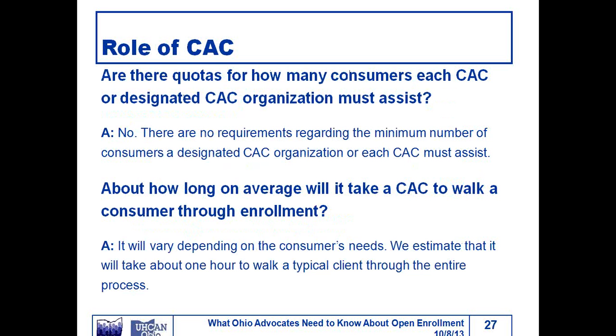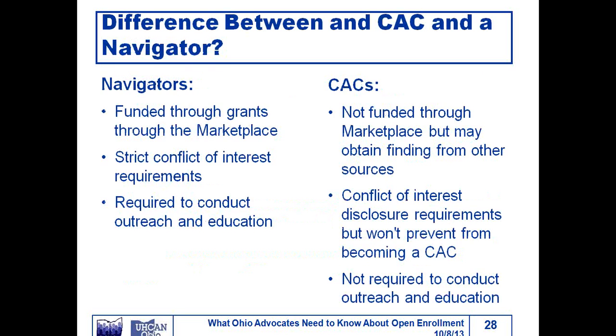Are there quotas for how many consumers each certified application counselor or designated organization must assist? No, there aren't any requirements for a minimum number. And how long, on average, will it take a certified application counselor to walk a consumer through enrollment? Well, the estimates vary, but typically it's going to be around an hour or more for each person. It depends a lot on that particular person and their needs.